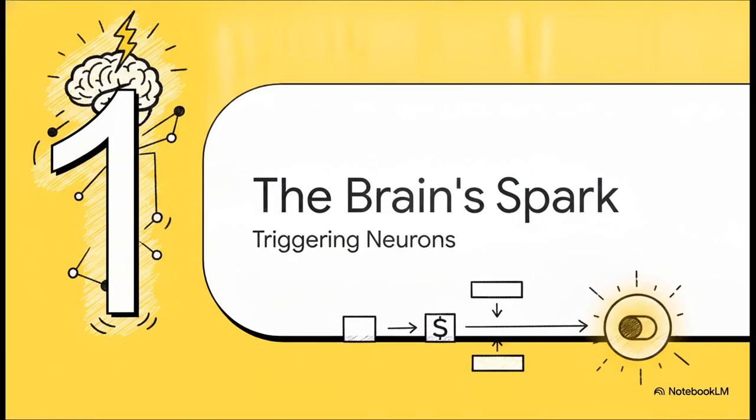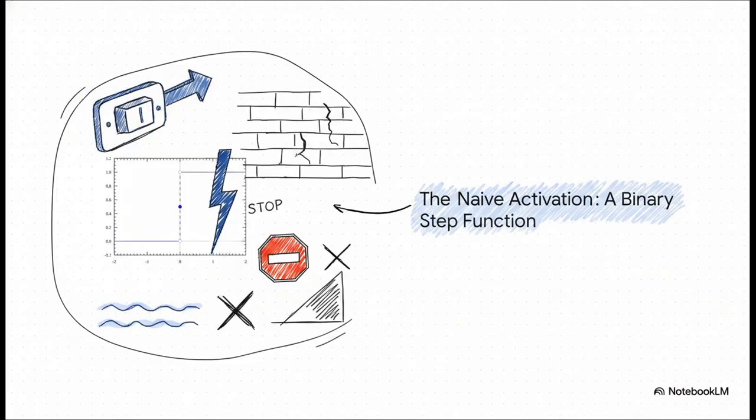All right, section 1, the brain's spark. So our very first attempt at an activation function was actually super intuitive. It was this naive binary step function. Basically, when an artificial neuron calculates the weighted sum of its inputs, it needs some kind of mechanism to decide whether to fire, right? So the logic was simple. If the input is above a certain threshold, boom, the neuron fires at a solid 1. If not, it stays completely off at 0. It's literally like flipping a light switch.